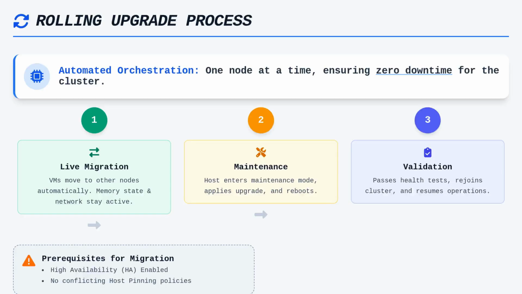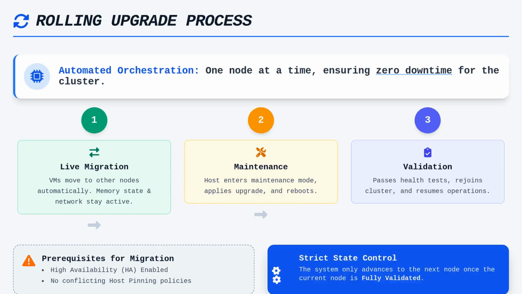Throughout this sequence, the other nodes remain fully functional, continuously serving I/O requests and providing compute resources. The system manages this state machine carefully, only moving to the next node once the currently upgraded one has fully resumed normal operations and passed its post-upgrade validation tests.